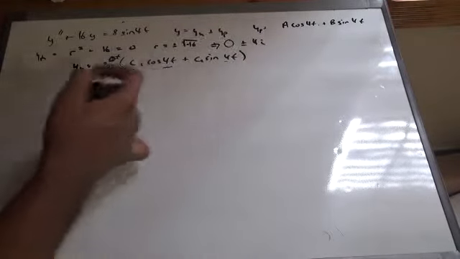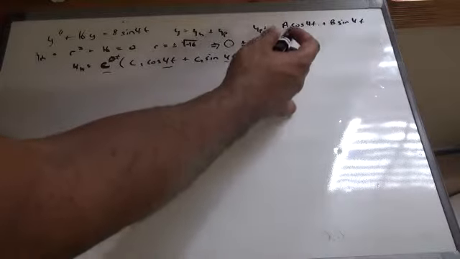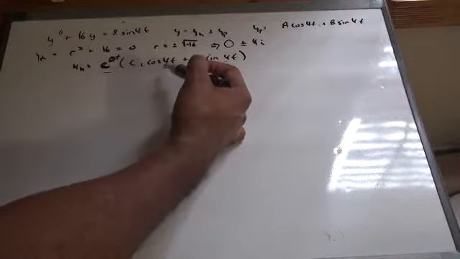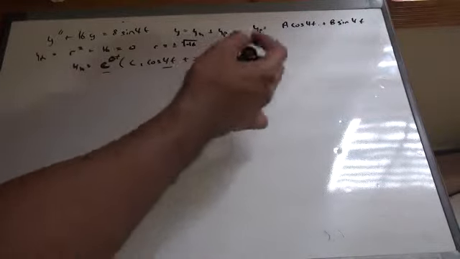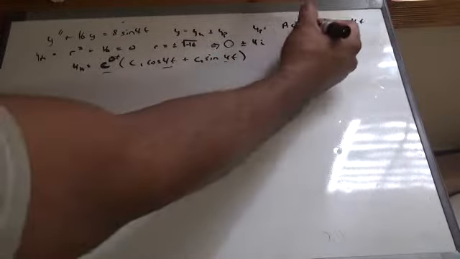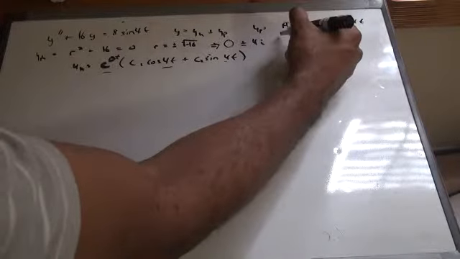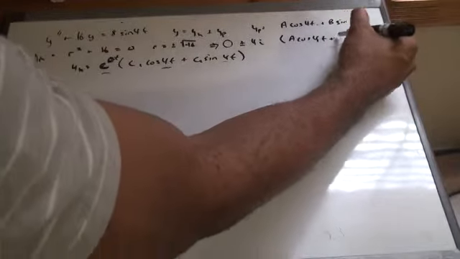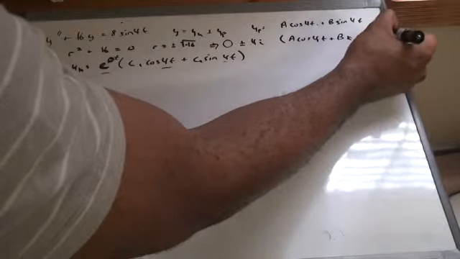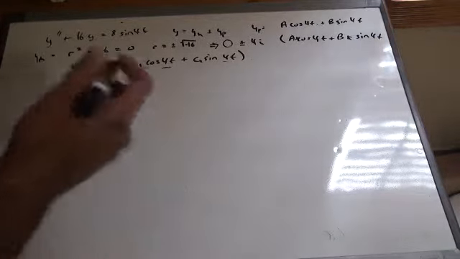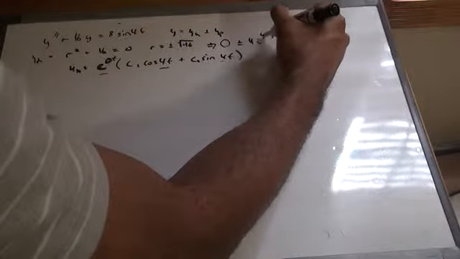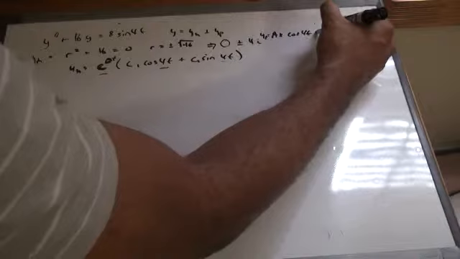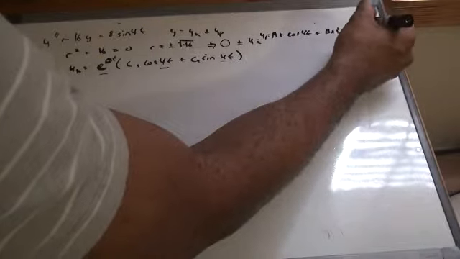But looking at the particular solution, we already have this form in the homogeneous solution. So in the cases where you have the form already in the homogeneous solution, you multiply the entire particular solution by x. So the particular solution would now be yp equals ax cosine 4t plus bx sine 4t.